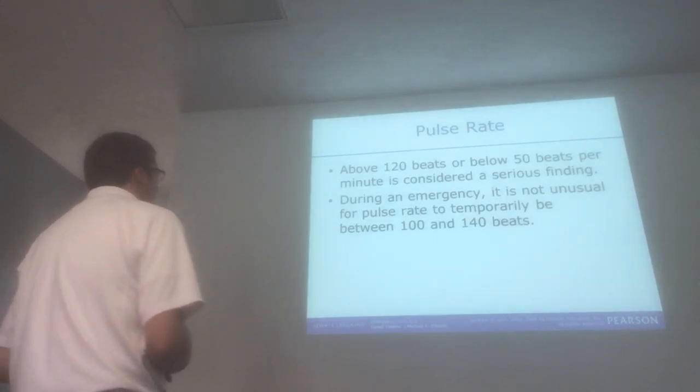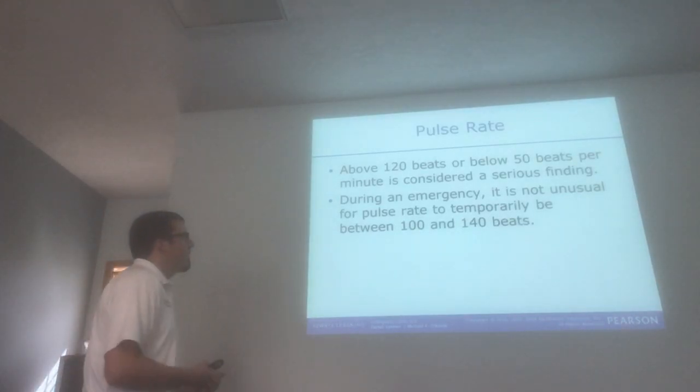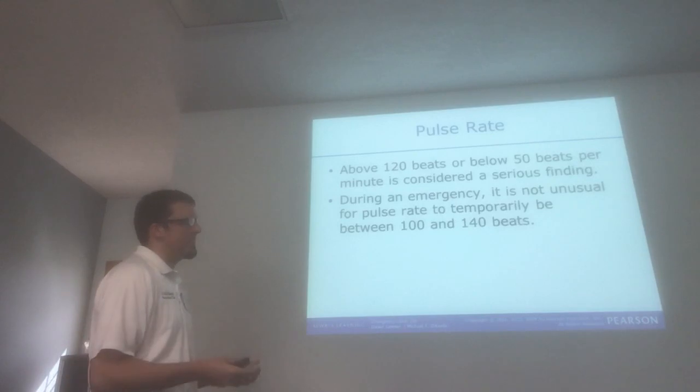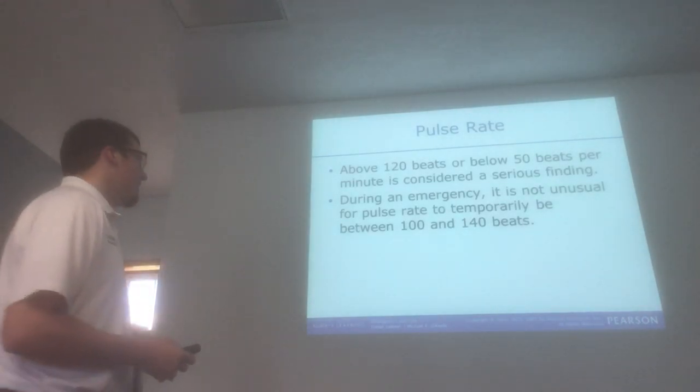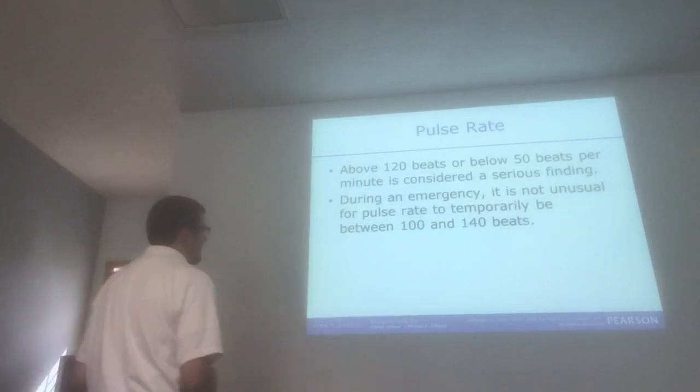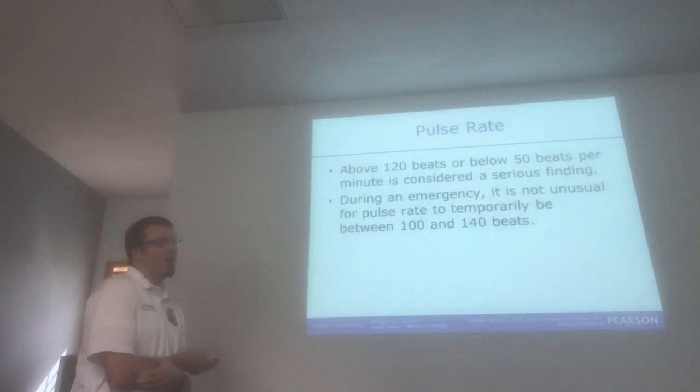A pulse rate above 120 beats per minute or below 50 beats per minute is considered a serious finding. So above 120 or below 50 can be considered serious. During an emergency, it is not unusual for pulse rates to be temporarily between 100 and 140 beats per minute.